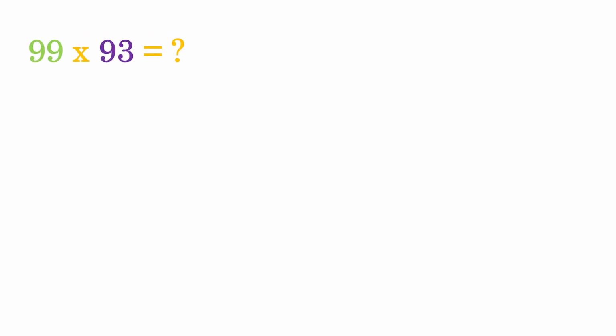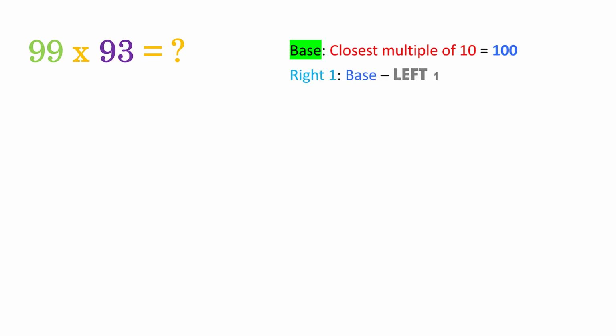Alright, so now let's discuss the execution. So here we have 99 times 93. And our base is, well, I should have talked about this before, but here's what the base actually means. The base is the closest multiple of 10, and in this case, it's 100. It's like if you round a number to the closest multiple of 10, that's what it kind of means, and that's going to be 100. And then here we have a couple of terms, which I'll explain as we go on, but just keep them in mind right now.